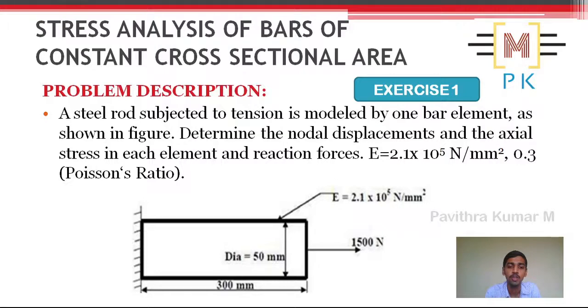If we look at the dimensions of the bar, it is having a circular cross section with diameter 50 mm and the overall length of the bar is 300 mm. The Young's modulus of the element of the bar is given as E is equal to 2.1 into 10 to the power 5 Newton per mm square, and the Poisson's ratio is 0.3. Now we will be proceeding towards how to solve this problem using analytical calculations.